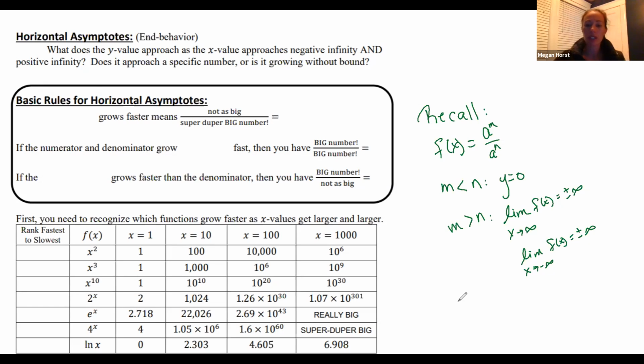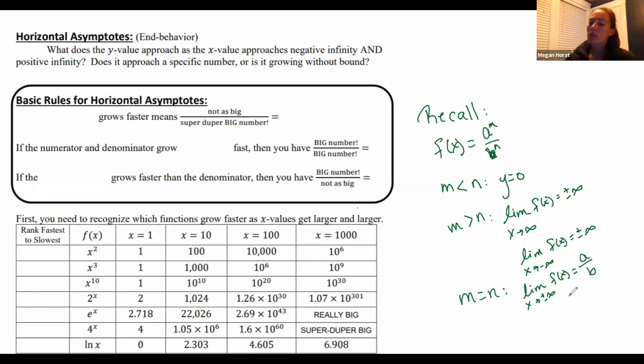The last situation is when m equals n. And when m equals n, oh, sorry, let's change this to a b. We had a ratio. So we said, well, these are both getting large at the exact same rate because these exponents are equivalent to each other. And so when this occurs, our limit as x goes to positive or negative infinity of some function is going to be just a over b.